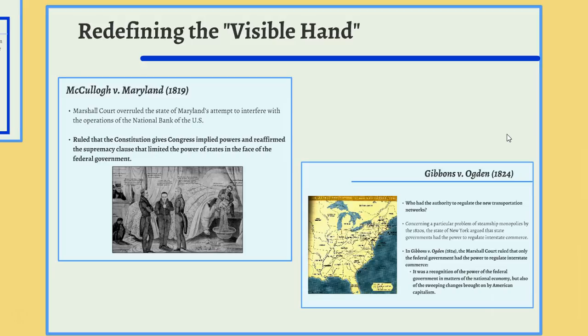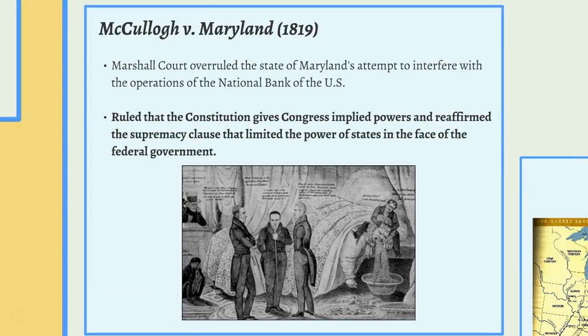But what we see by the 1810s and 1820s is that the federal courts have to start making decisions about these problems, whether or not government does have an inherent responsibility when it comes to regulating some aspects of the economy. Where we first saw this idea of the national economy and the role of government as a major court case was in 1819 in the case of McCulloch versus Maryland.